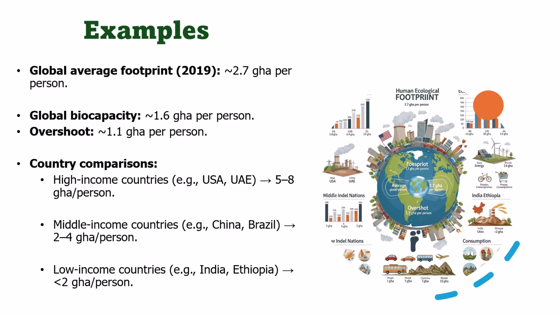When we examine countries, the differences are even clearer. High-income nations such as the United States and United Arab Emirates typically have footprints between 5 to 8 global hectares per person, reflecting high energy use and consumption. Middle-income countries, including China and Brazil, range between 2 to 4 hectares per person. Meanwhile, low-income countries like India or Ethiopia often have footprints below 2 hectares per person. These comparisons highlight global inequality in resource use and show how lifestyle and development level shape ecological demand.